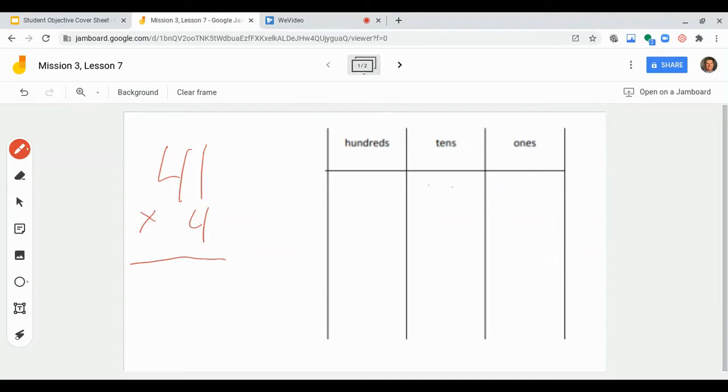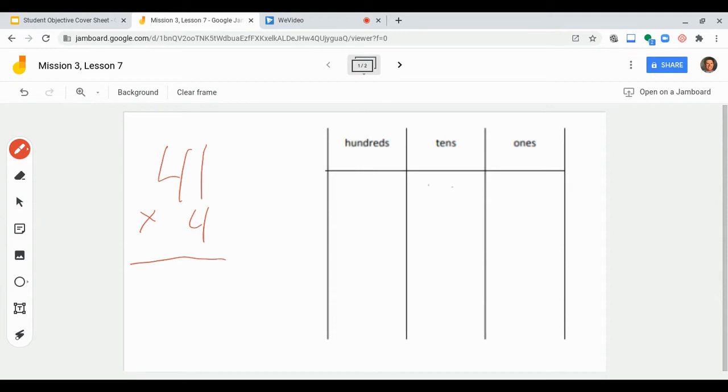Okay, so let's say we were given a multiplication problem that was 41 times 4. Notice that this is a 2-digit, 41, by 1-digit multiplication problem, just like the student objective said it was going to be. So 41 times 4. Now, in this lesson, the first thing we want to do is represent 41, the 2-digit number, in our place value chart.